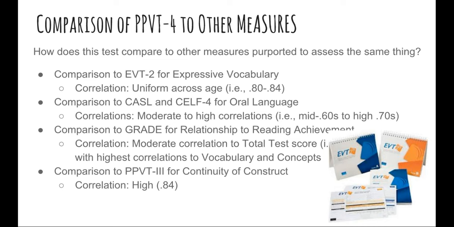Comparing the current PPVT-4 to the previous version, the PPVT-3, assesses the degree of continuity of the construct measured by the two editions. The high correlation indicates a strong relationship between the two, though the average is lower than the correlation of 0.89 between the two PPVT alternate forms. Mean scores are identical between the two.